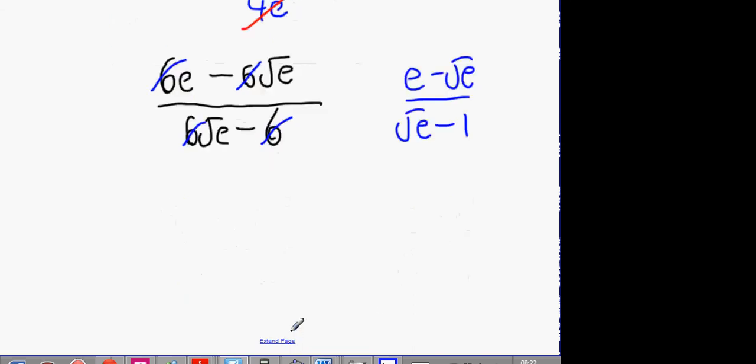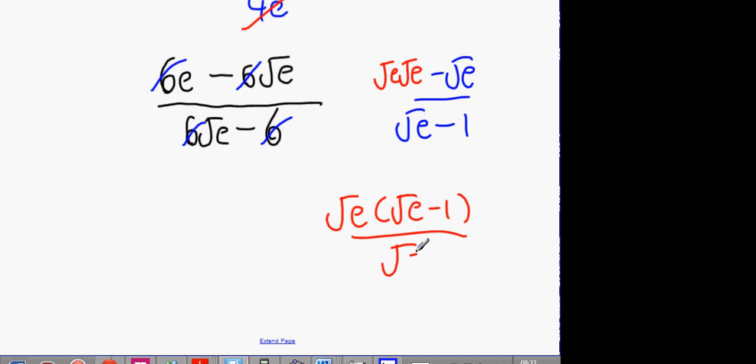I see it now. e is basically root e by root e. So that's what e is. Take out root e into (root e minus 1), all divided by (root e minus 1). The root e minus 1's cancel, hence leaving root e, and that's your answer.